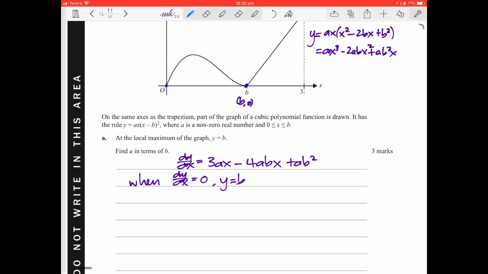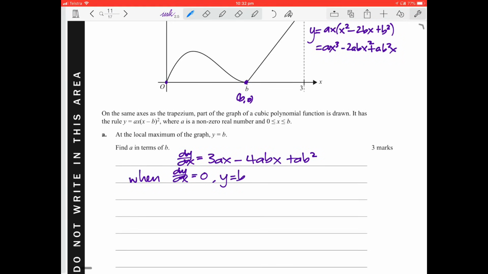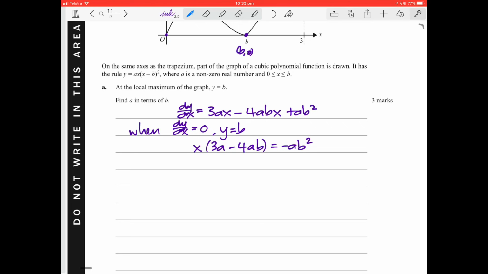So if we let this equal 0, what are we going to get? Let's take out an x. So x(3a minus 4ab) equals negative ab². So we're going to get x is equal to negative ab² on 3a minus 4ab, which we can make positive by saying ab² on 4ab minus 3a. Now we can take out a as a common factor. So I get ab² on a(4b minus 3). They'll cancel, so I get b² on 4b minus 3.